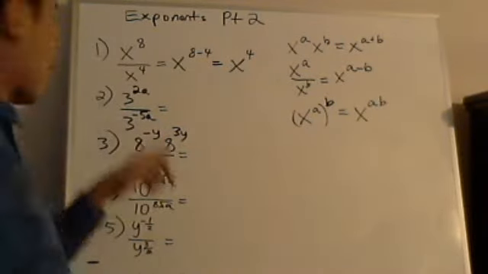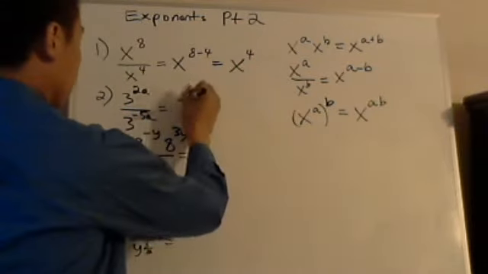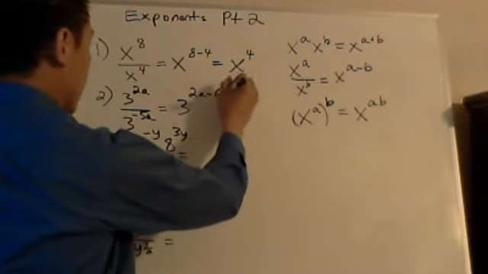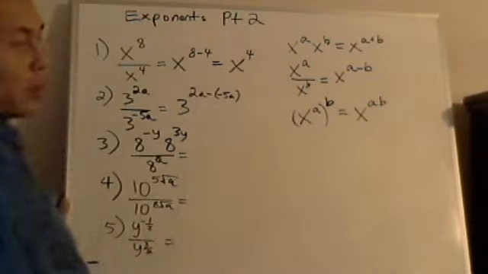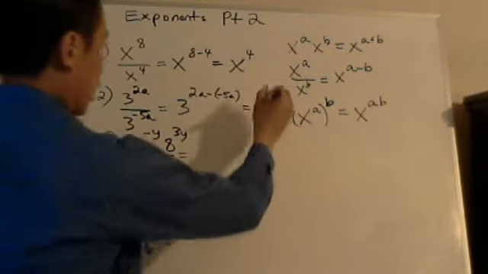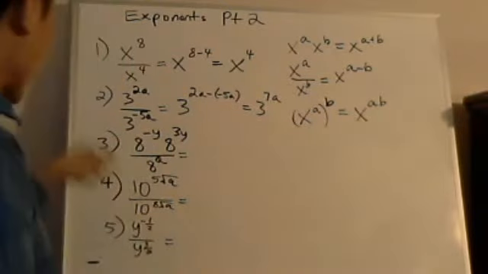3 to the 2a power divided by 3 to the negative 5a power. So same rule, same base. So we have 2a minus negative 5a. And what will that be? Remember your minus minus, so it's plus plus. So you will get 3 to the 7a power. Okay, pretty simple, not too bad.